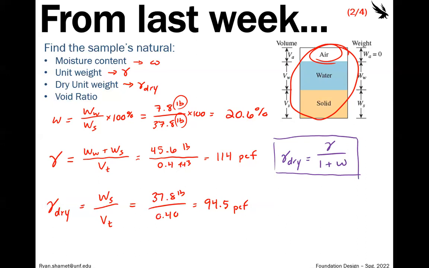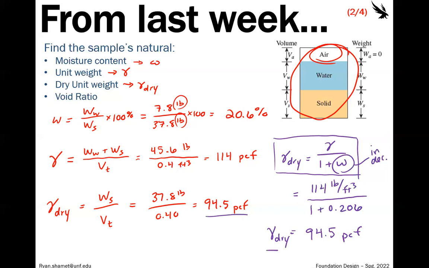We can just do the math real quick and double check to see if this works. We'll see 114 pounds per cubic foot divided by 1 plus 0.206, since this has to be in decimal when we're doing math. We show it in percentage in our reports, but when we're doing the math, we bring it back into decimal. And we can see that this is the same value, 94.5 pounds per cubic foot.